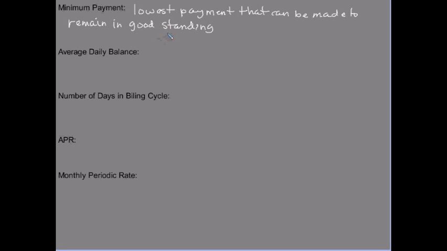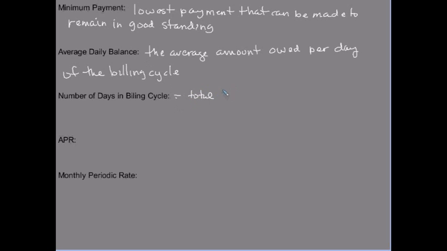Okay, your average daily balance, we calculated that. This is the average amount owed per day of the billing cycle. And then the number of days in the billing cycle is the total number of days that are showing up on the statement.